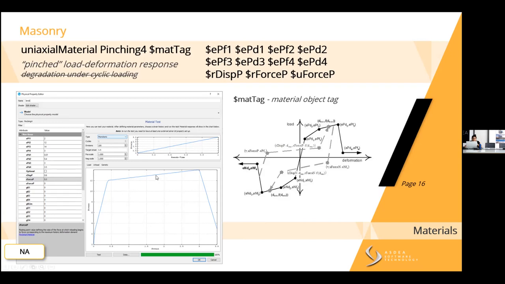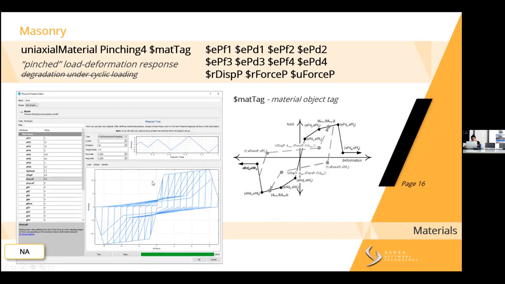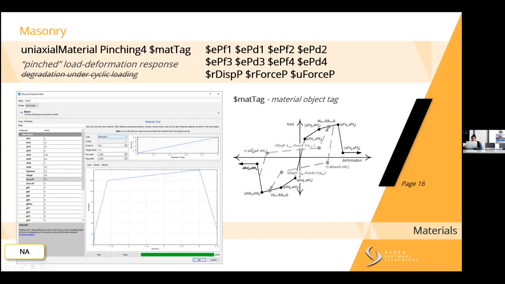We didn't include here the parameters to model the degradation under cyclic loading. You can see it here when we make the test for cyclic loading, we don't have a degradation, but there's a lot of documentation on this material. And this is an example of something that you can use if you're doing, for example, equivalent frame modeling to model the behavior of your masonry.